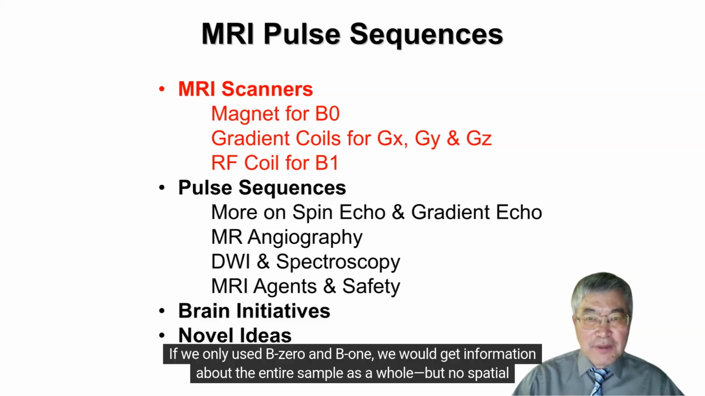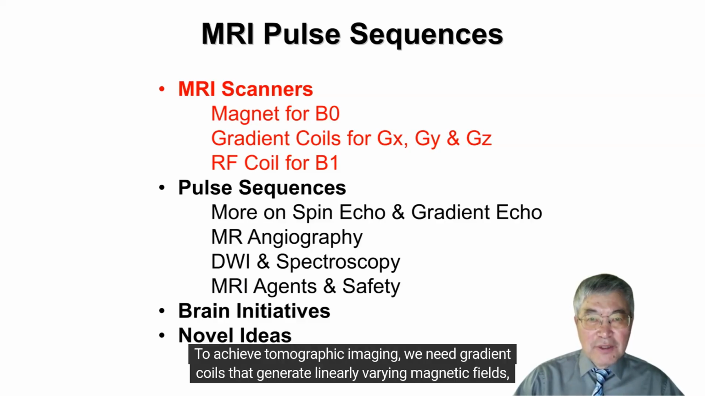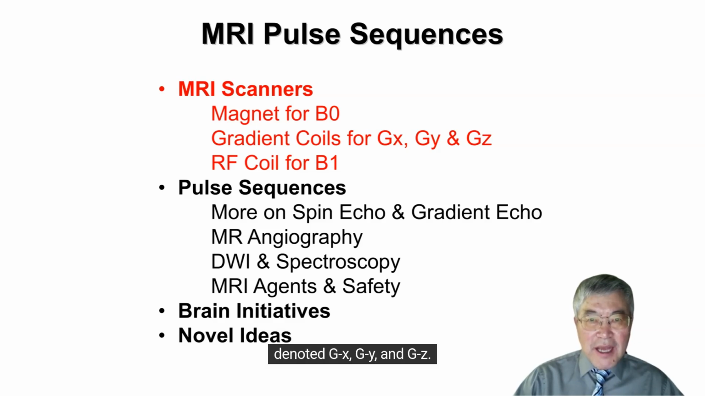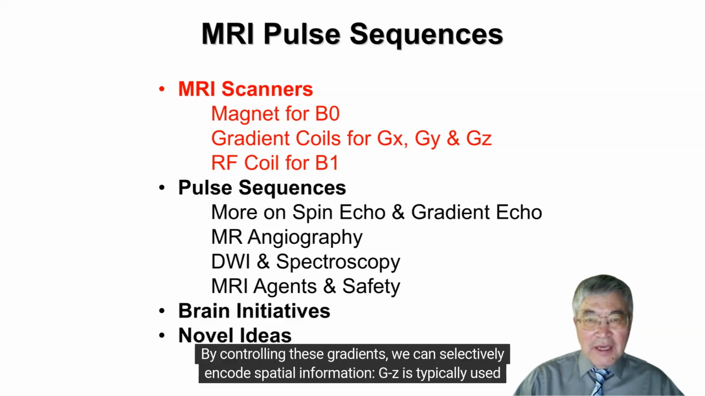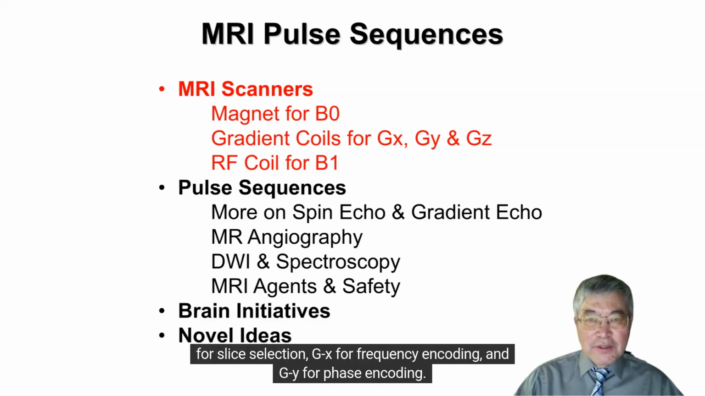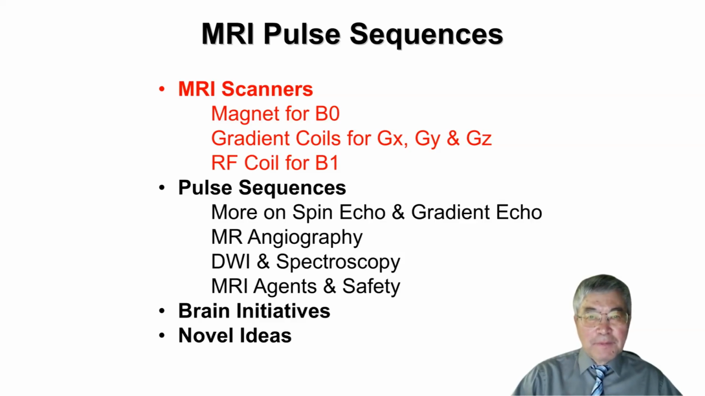If we only used B0 and B1, we would get information about the entire sample as a whole, but no spatial localization. To achieve tomographic imaging, we need gradient coils that generate linearly varying magnetic fields, denoted GX, GY, and GZ. By controlling these gradients, we can selectively encode spatial information. GZ is typically used for slice selection, GX for frequency encoding, and GY for phase encoding.